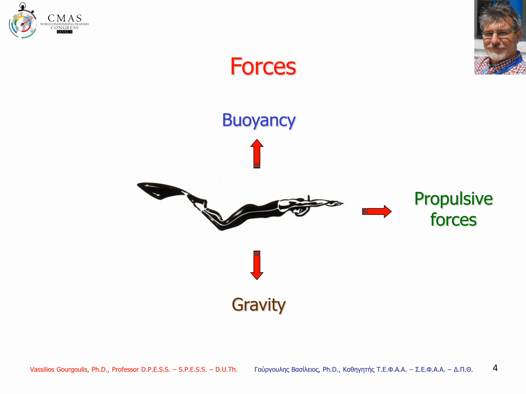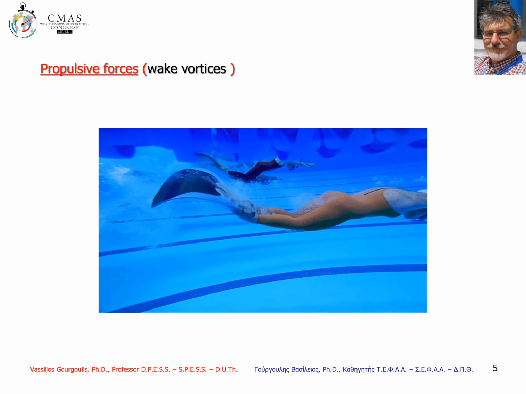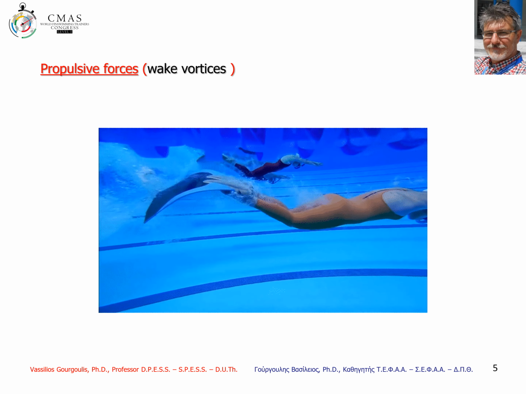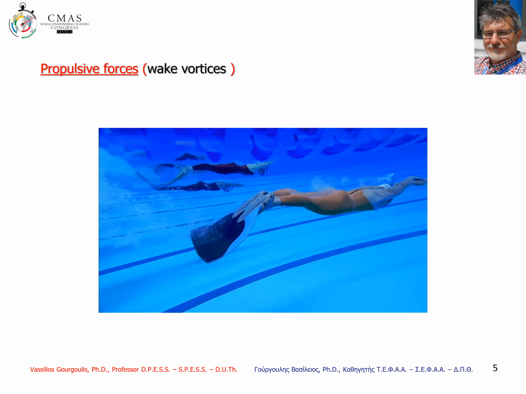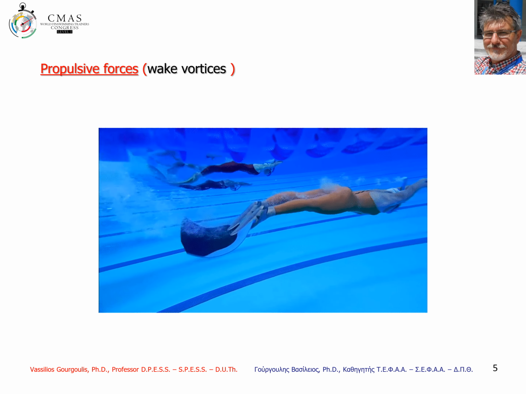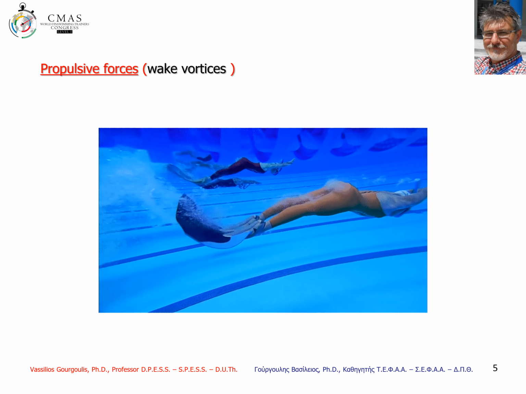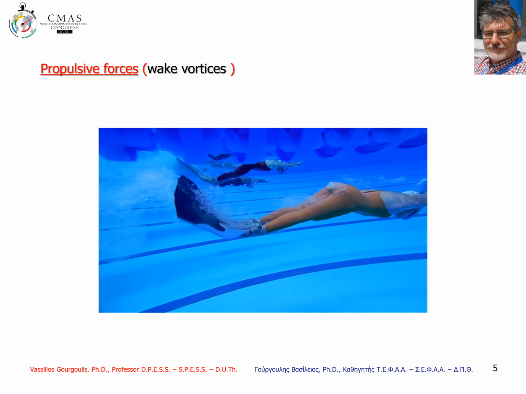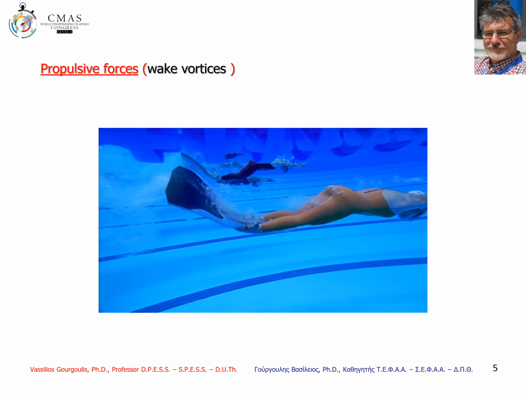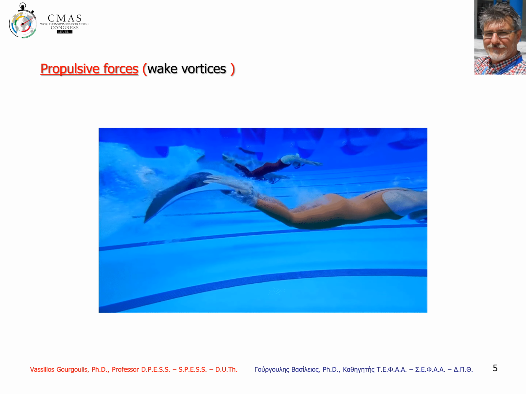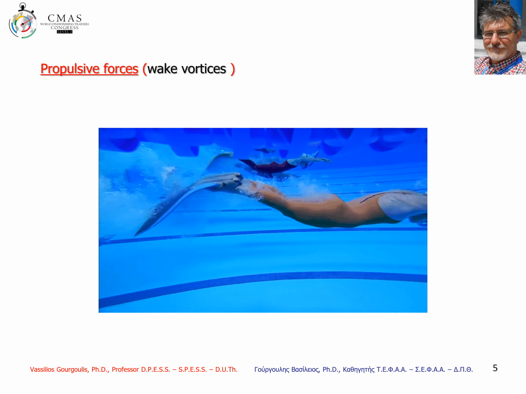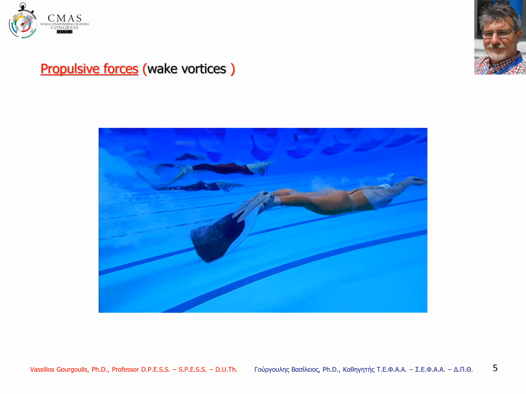If the swimmer moves his limbs, propulsive forces are generated. In monofin swimming, propulsion is based on the undulation of the swimmer's body. These propulsive forces act to move the body forward. Propulsive forces are the result of momentum flow between swimmer and water, which generates wake vortices.